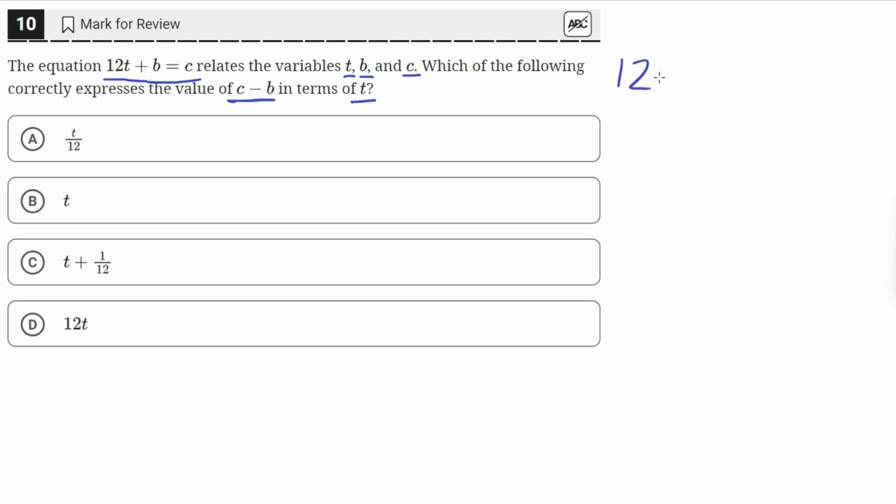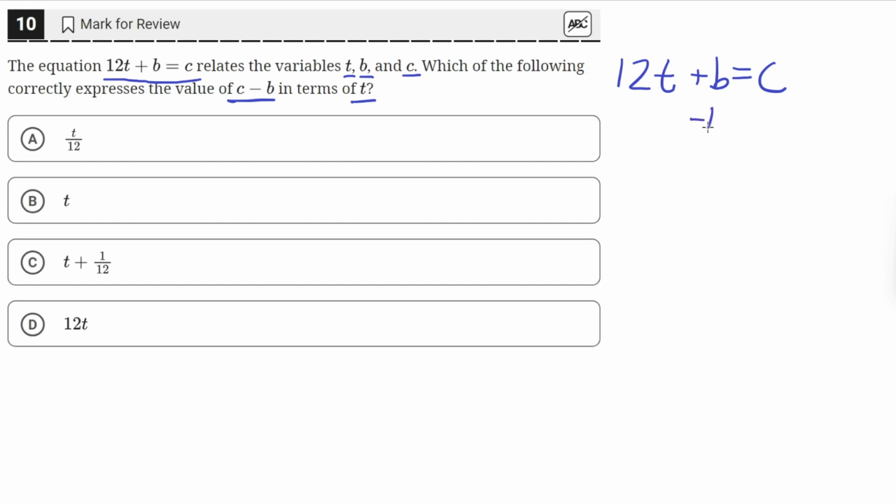So we have this equation 12t plus b equals c. And we need to rearrange it so that we have c minus b on one side and t on the other. So let's move the c's and the b's to one side and the t's to the other.